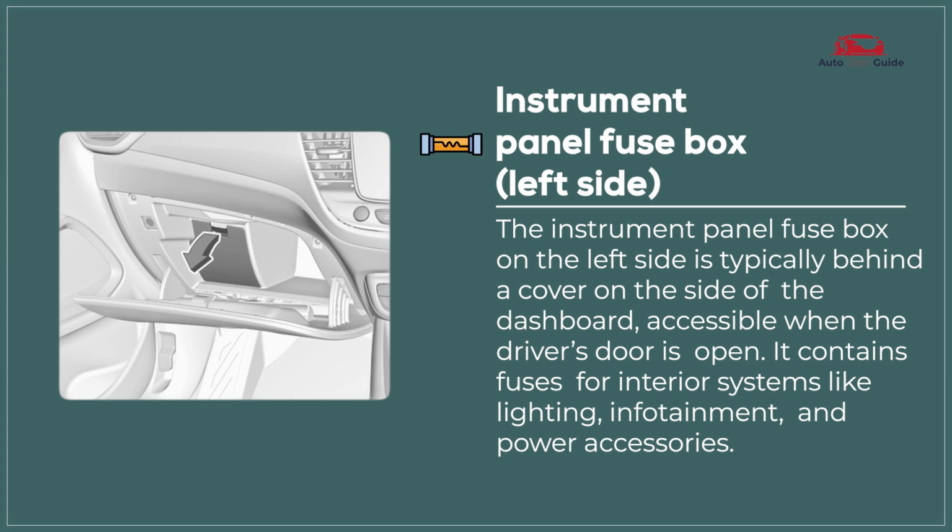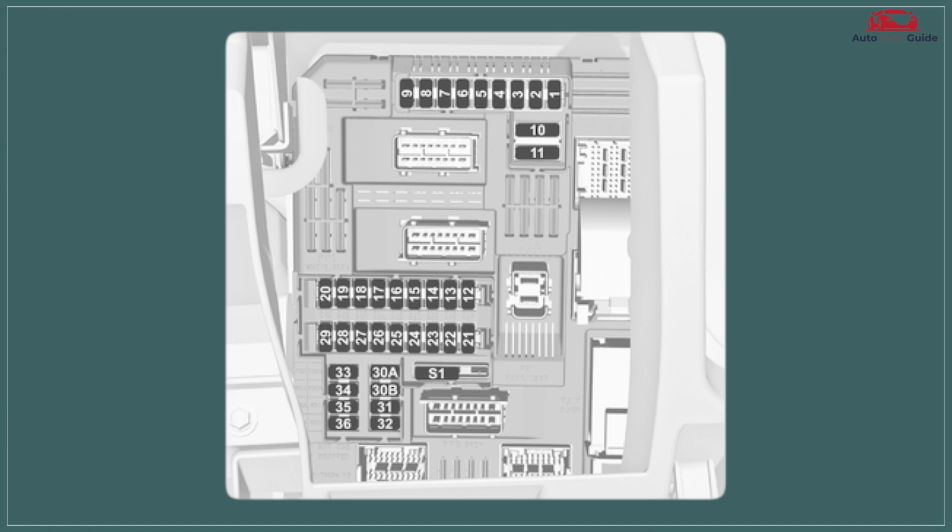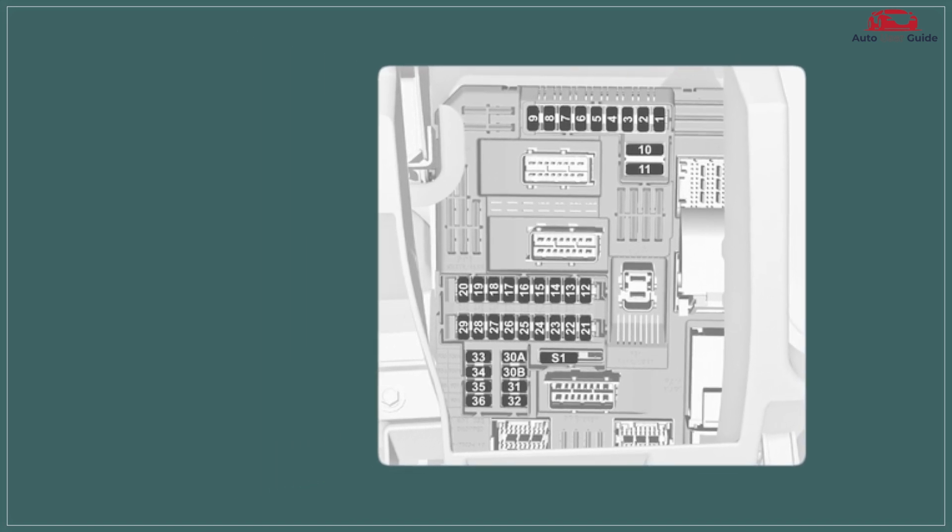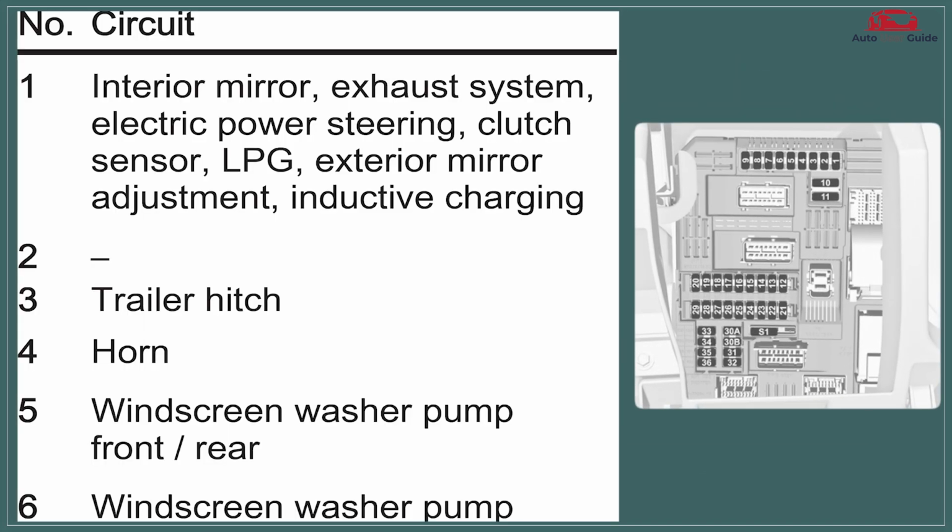Instrument panel fuse box. It protects and controls circuits for interior features like infotainment, cabin lights, power windows, and accessory sockets. It ensures safe operation of dashboard electronics and comfort systems. It helps isolate and prevent damage during electrical faults in interior components.